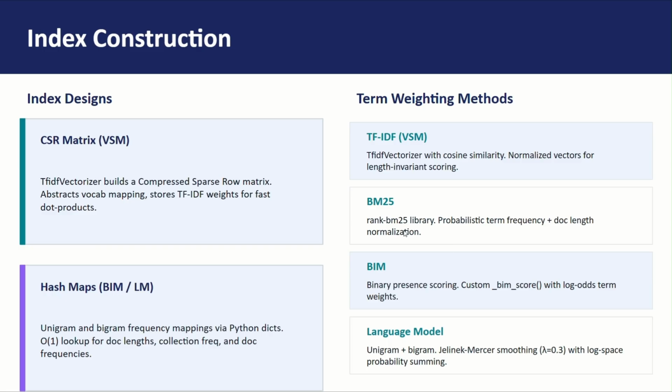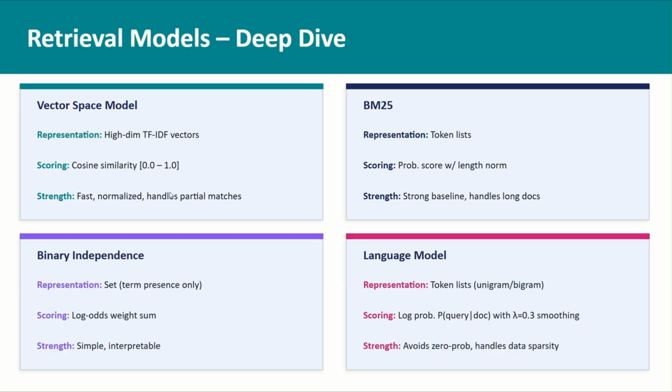And we also had 4 ways to score how relevant a document is: TF-IDF, BM25, BIM, which is binary, and the language model. I will cover those in the next slide. So here are the 4 models which we have done. How do we actually decide which document is most relevant? These are the 4 models: VSM, BM25, binary independence, and the language model.